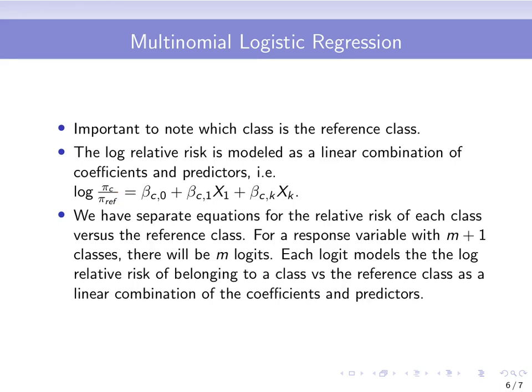So what you have will be separate equations for the relative risk for each class versus the reference class, right? So if you have m plus 1 classes, there will be m of these equations, or m logits. Each logit models the log relative risk of belonging to a specific class versus the reference class as a linear combination. So for each logit, the estimated values of the betas will be different, because you're doing different comparisons.